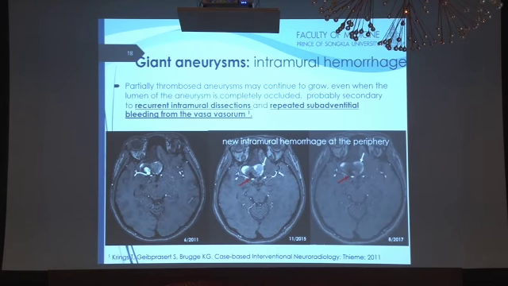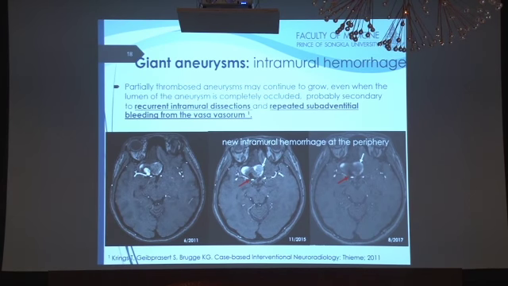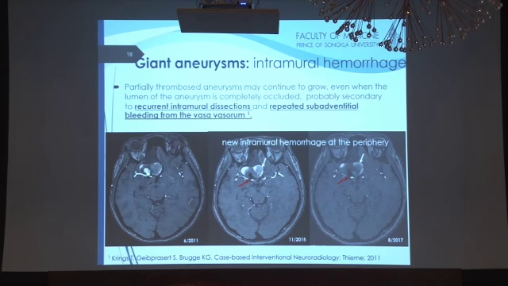Here are some slides looking at the intramural hemorrhage of the giant aneurysm. These images show a new intramural hemorrhage close to the periphery of the giant aneurysm. This is probably suggestive of recurrent dissection between the layers of the aneurysm wall or repeated subadventitial bleeding from the vasa vasorum. Because of this, a partially thrombosed giant aneurysm may continue to grow even when the lumen of the aneurysm is completely occluded.